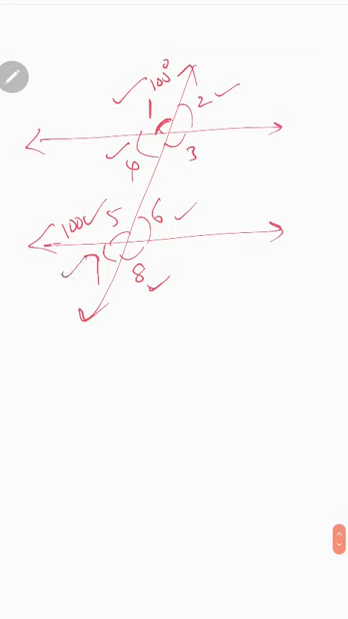And again, alternate interior angles are equal. Alternate exterior angles are equal. Alternate interior angles, angle 4 and angle 6, both are equal. That means if it is 80, this is also 80. Angle 3 and angle 5, both are equal, 100, 100, like that. Just remember all these things and you can easily solve transversal related problems.